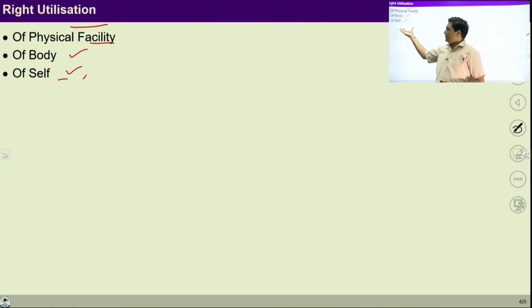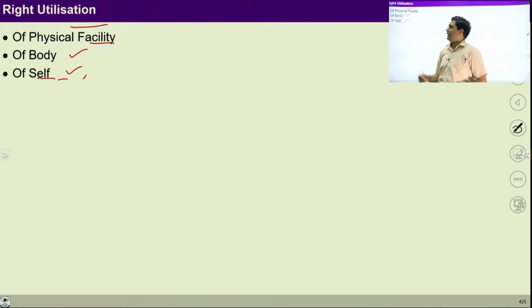Right utilization of self is required, right utilization of body is required, and right utilization of the physical facilities available around us is also required. If we ensure right utilization of these three natural resources, then peaceful harmony can be ensured. If we are not able to ensure right utilization of the self, you can notice a lot of chaos at the level of society and at the level of family.